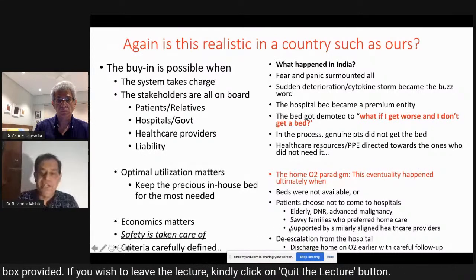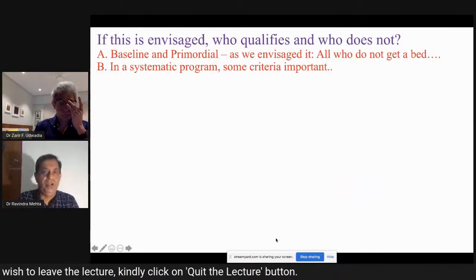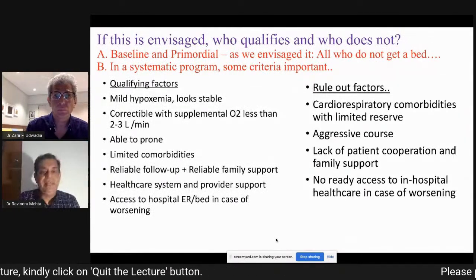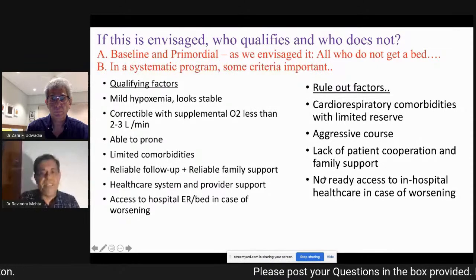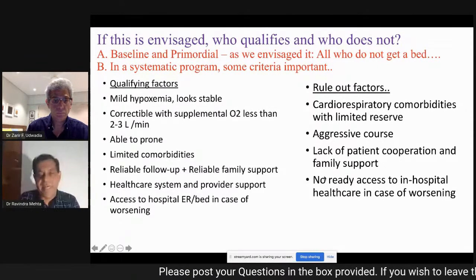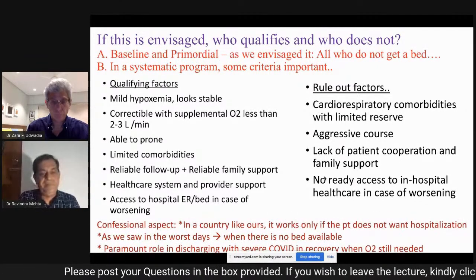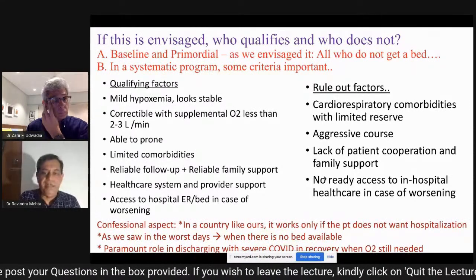And so de-escalation from the hospital became the next common thing also. So ultimately, Zarir and Amita have shown that if we plan it, whom do we do it for? And clearly, the patients who are unstable should not be getting it. And in a confessional aspect, as I said, we've had it in a limited way for the groups which we talked about.